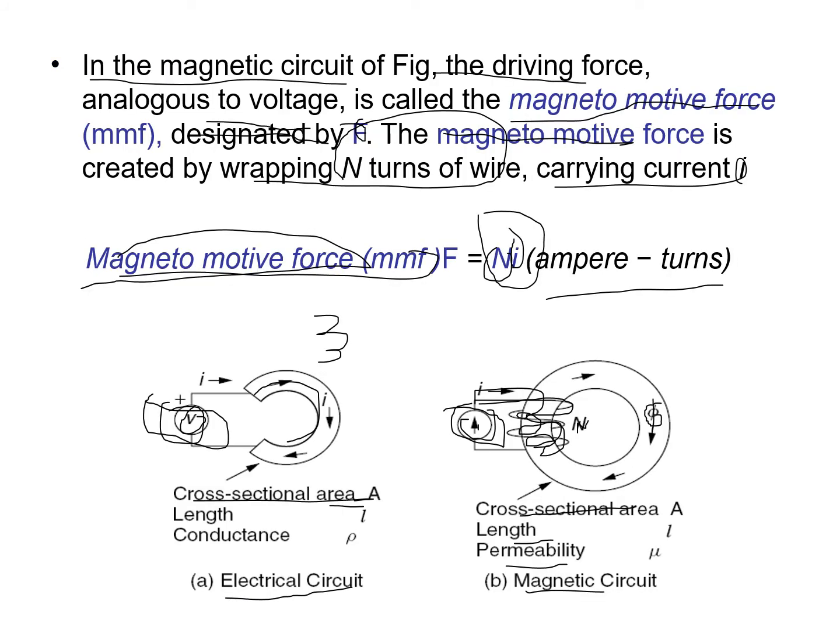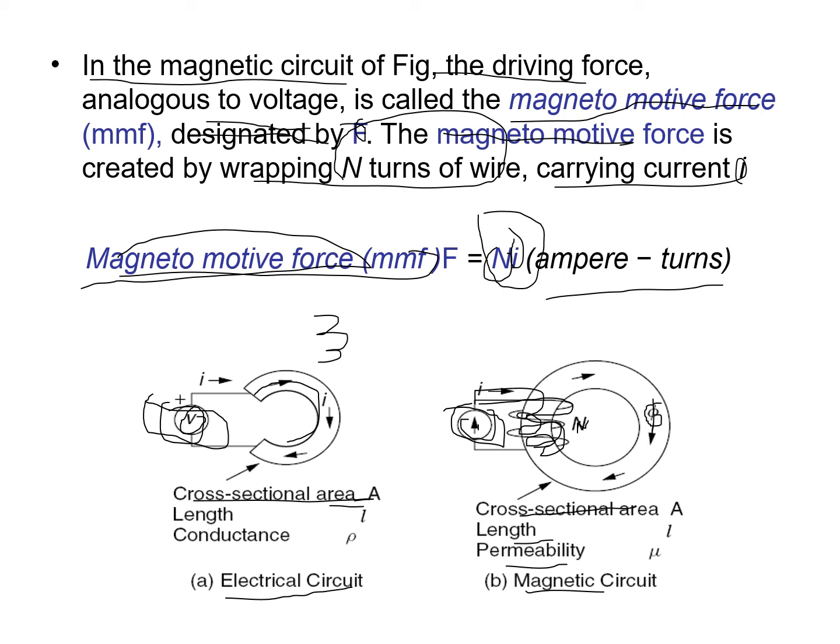So here there are two different forms of circuit. One is the electrical circuit, and the other is the magnetic circuit. The electrical circuit is voltage driven, and the magnetic circuit is current driven. Whenever a magnetic field is present in a circuit, it is current driven. Whenever an electric field is present in a circuit, it is voltage driven.